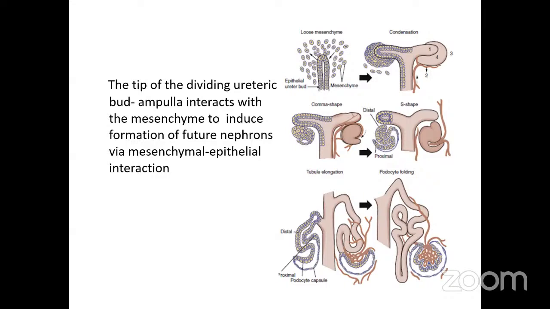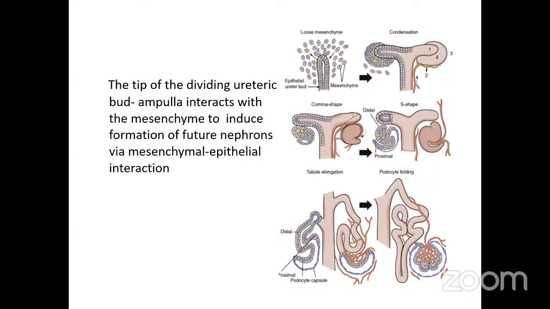In the next slide, you can see this is the dividing ureteric bud, and the mesenchyme initially is very loose. Then it forms into a condensation, then a comma shape, then an S shape. Then in the proximal end, you find that a cup appears, and there is development of a vascular plexus, which forms the glomerulus, then proximal tubule, loop of Henle, distal convoluted tubule.